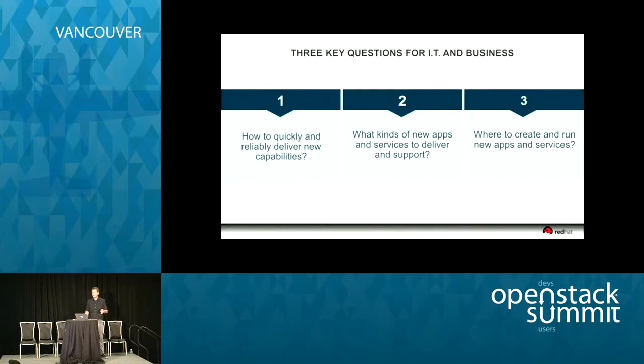And so if you're out in the audience and you're looking to adopt DevOps in your organization, what are the questions you should be asking internally? The how, what, and where, really, around DevOps. How to quickly and reliably deliver new capabilities. What kinds of new apps and services to deliver and support. And where to create and run these new apps and services.